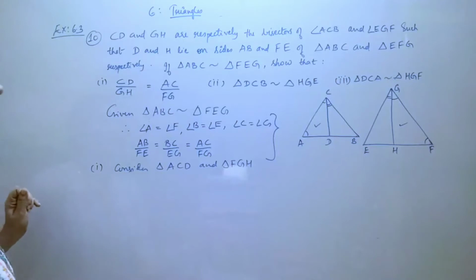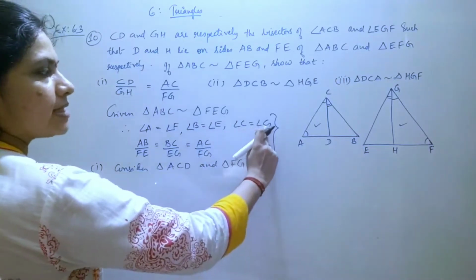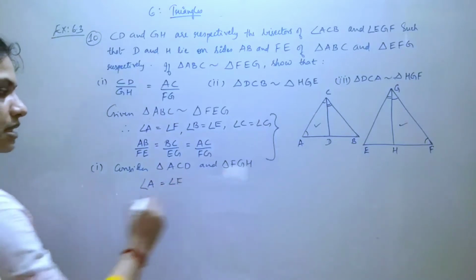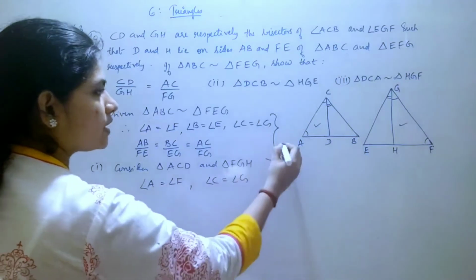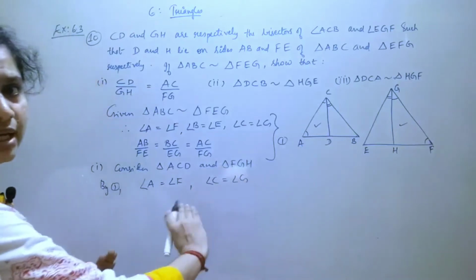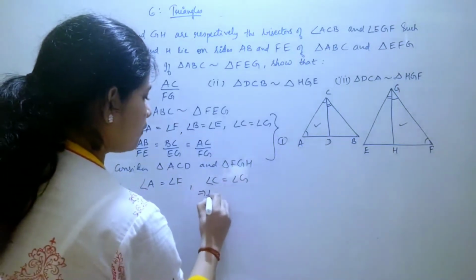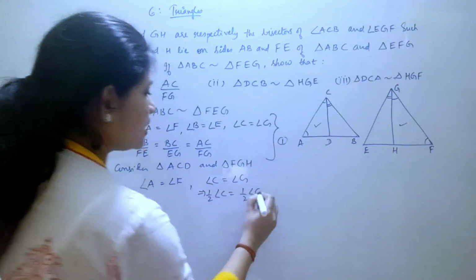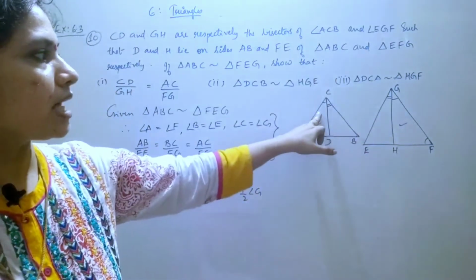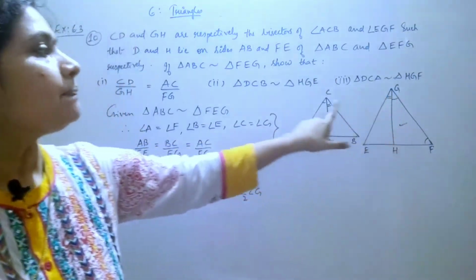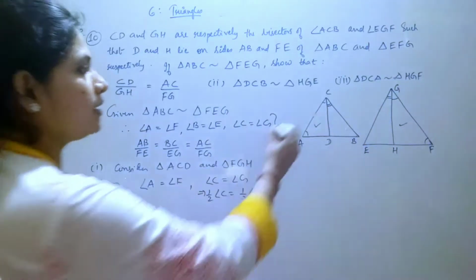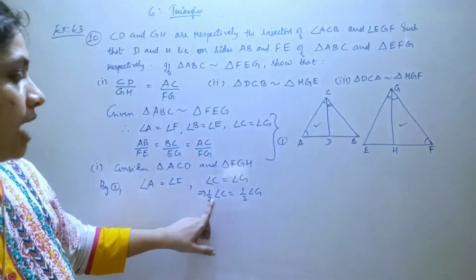For that we will use this concept, that is angle C equal to angle G. So first we have angle A equal to angle F. Next thing which we have is angle C equal to angle G, which is already here. So by 1 you are getting these things. Now if I am taking half on both sides, this will give you half of angle C is equal to half of angle G. Since CD and GH are acting as angle bisectors, this angle will be equal to this angle. So if I am taking half of angle C and half of angle G, I have to think which angle should be taken instead of half of angle C.